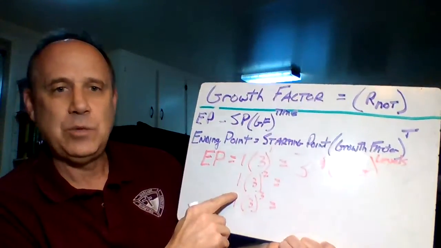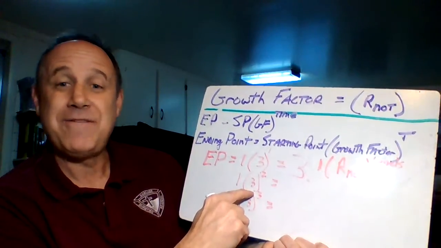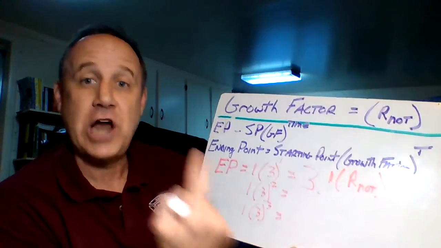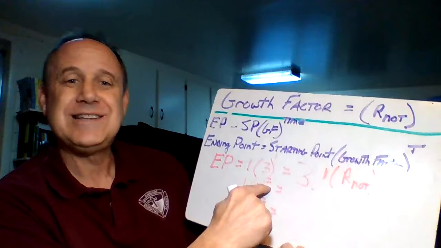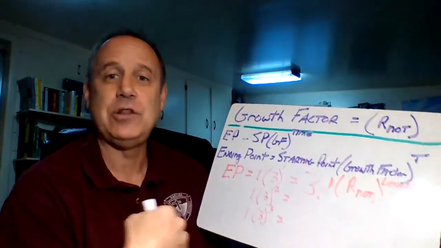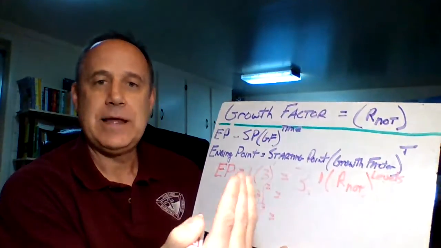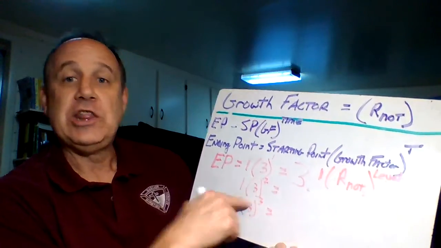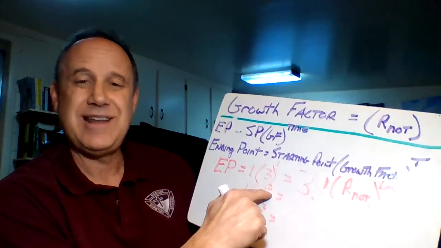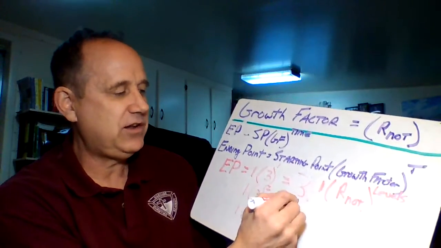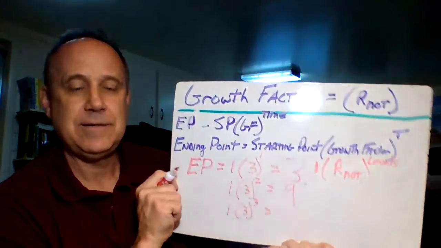The second one would be the same thing. My growth factor, or my R naught, would be 3 raised to the second power. That would be the second level or the second year. Okay, so the second year, my growth factor is 3. I square it to 9. 9 times 1 is 9.